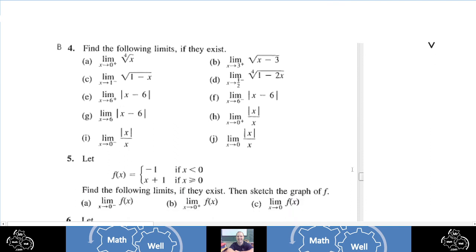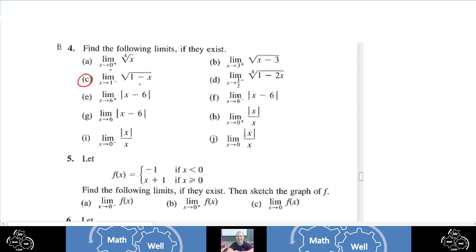Number 4, find the following limits if they exist. Okay, there's a couple ways you could approach this. One way would be just to say, let's plug in the value and see what we get. The problem with that is if the x value that it's approaching is a problem. So for example, for letter C, x equals 1. Okay, well, 1 minus 1 is 0. Square root of 0 is fine. But if we had something greater than 1 over here, 1 minus 2, let's say, that's not fine, because square root of a negative number is not fine.